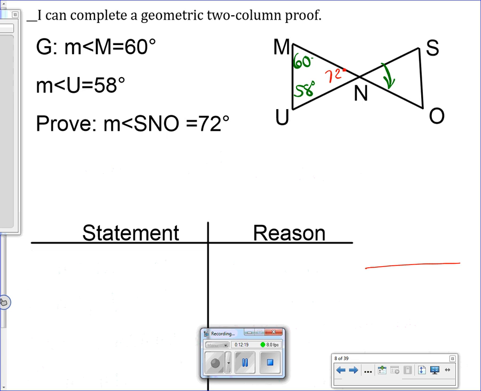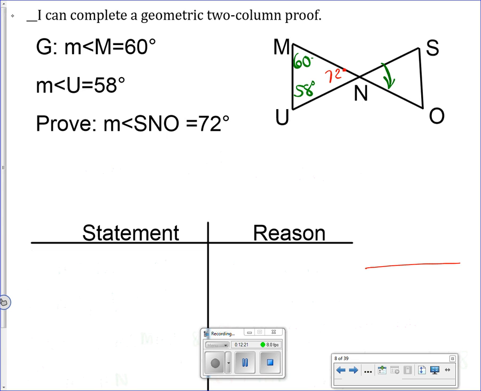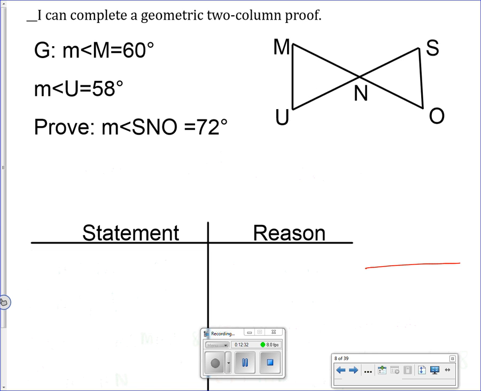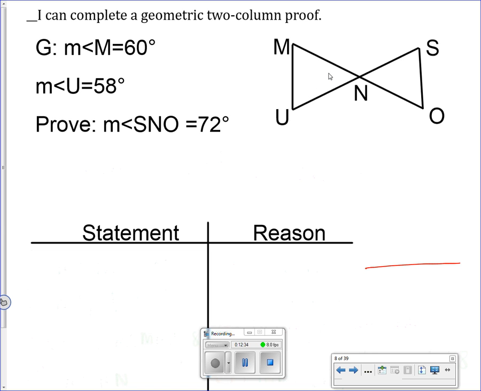All right, one of the things you'll have to do, that was an algebraic proof. This one's a geometric proof. So I'm given some shapes, some information, and I'm going to prove whatever it is that they want me to prove. In this case, that angle SNO is equal to 72. Okay, so to go about doing this, I'm not solving equations anymore.